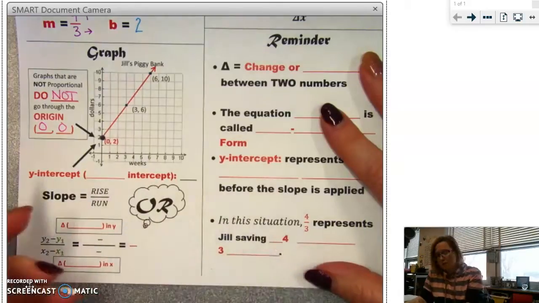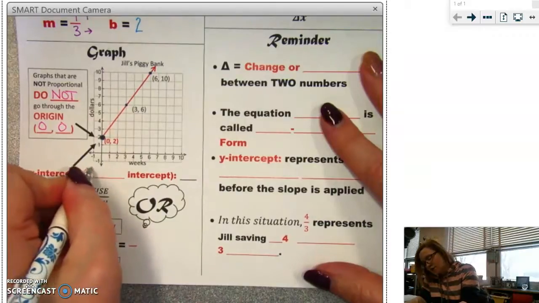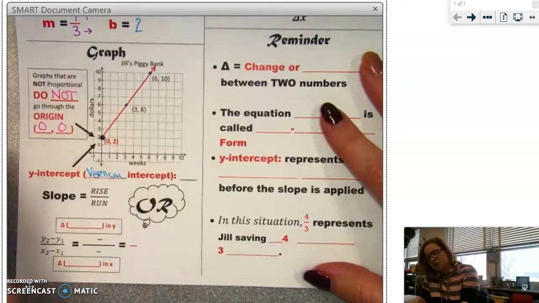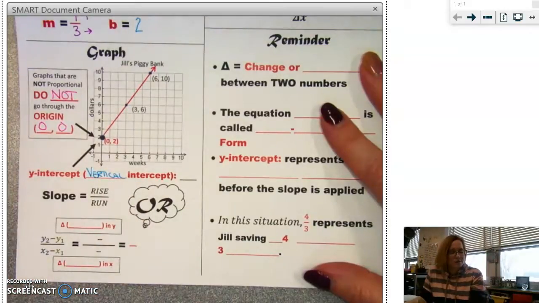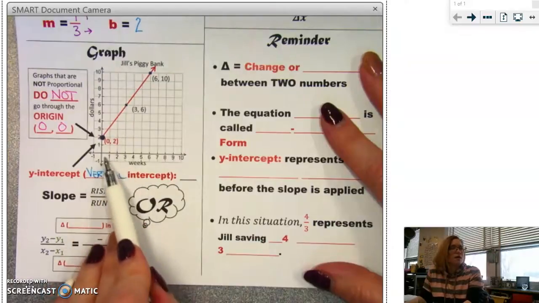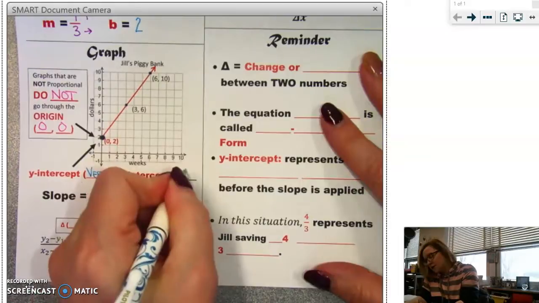Your y-intercept is also known as the vertical intercept. Those words can be interchanged, so you should know both vocabulary words. And in this case, our vertical intercept, based on here, we go up to 0, 2 is the ordered pair. The y-intercept is 2.